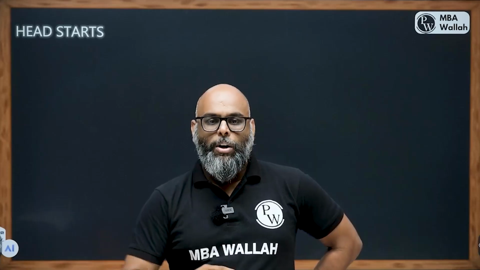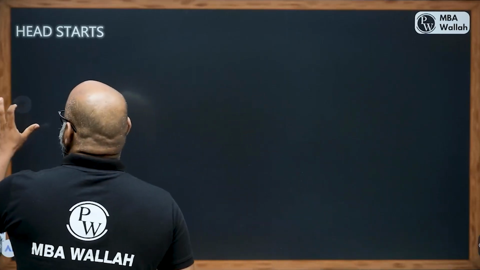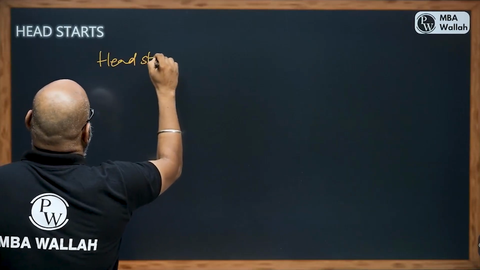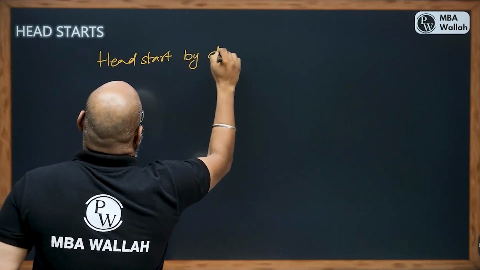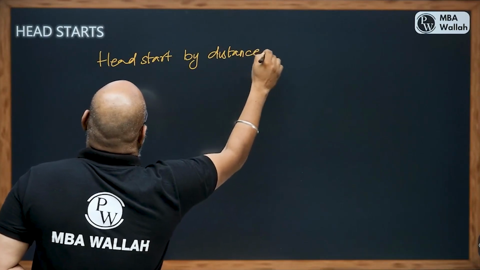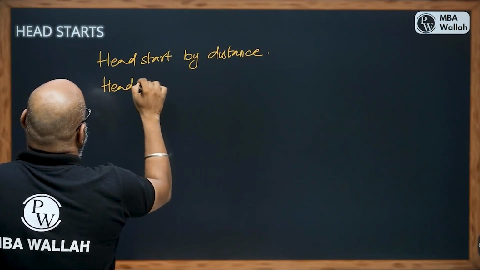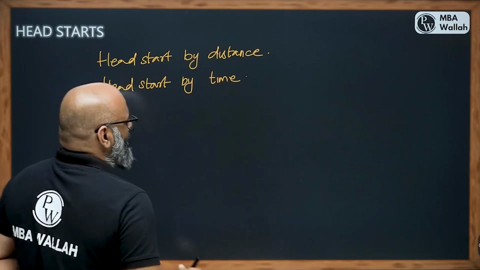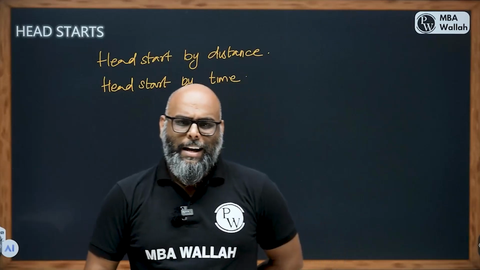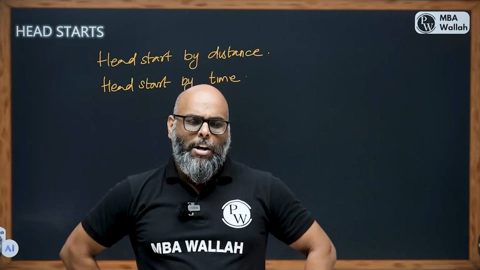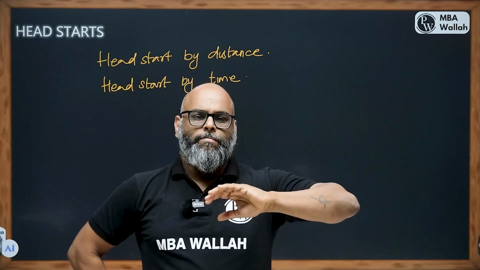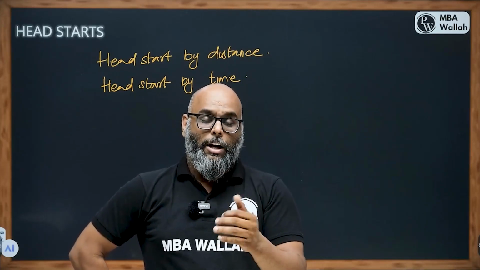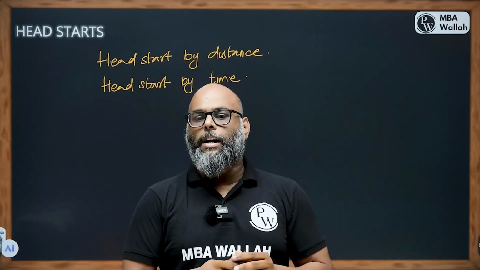But in a very generic note, head starts happen in two ways. One, head starts by distance, and then head start by time. Nothing fancy. There's nothing complicated in this idea. Head start by distance. What do you mean by head start by distance? You allow the other person not to run a certain distance. You are giving the other person a distance advantage by not making them run a certain distance.